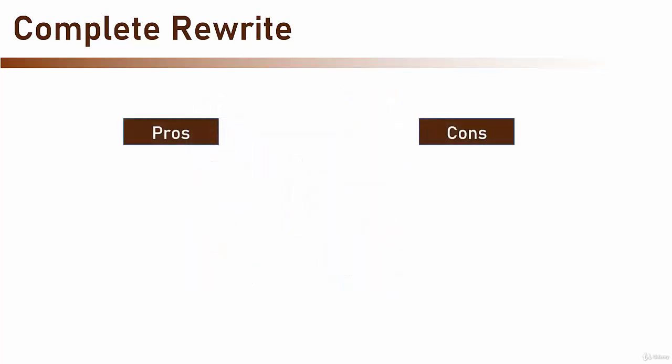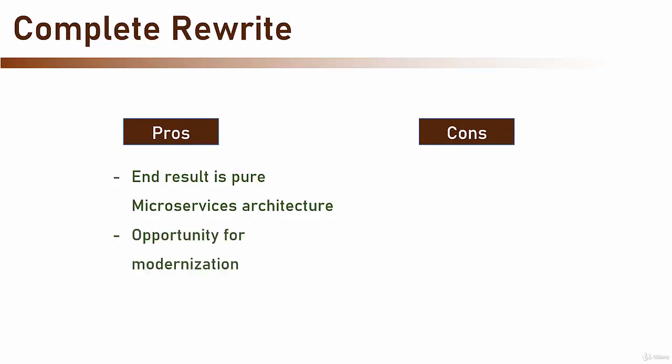So, what are the pros and cons of this strategy? Well, first, and similar to the previous strategy, we end up with a pure microservices architecture, which makes sense since we just destroyed the legacy system. In addition, this is a great opportunity for modernization. Since we build everything from scratch, we can use this opportunity to work with a modern development platform, to integrate a full CI/CD process and to automate the testing.